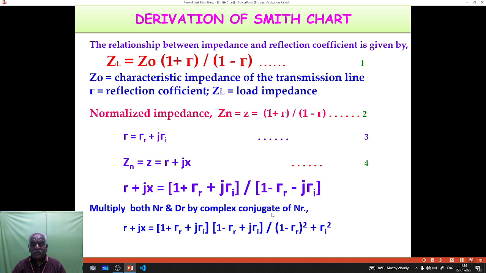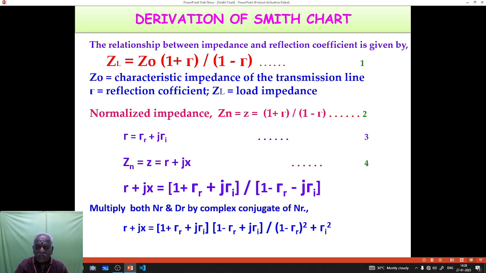Now, the derivation of the Smith chart: how the theory of the Smith chart is developed. We have the relationship between the impedance and the reflection coefficient, given by ZL equals Z0 into (1 plus gamma) divided by (1 minus gamma). Here ZL is the load impedance and Z0 is the characteristic impedance of the transmission line, which we have discussed already. Gamma is the reflection coefficient.